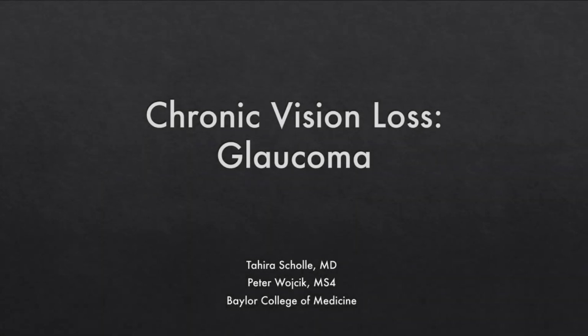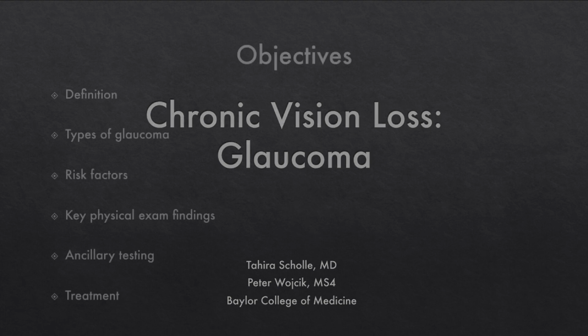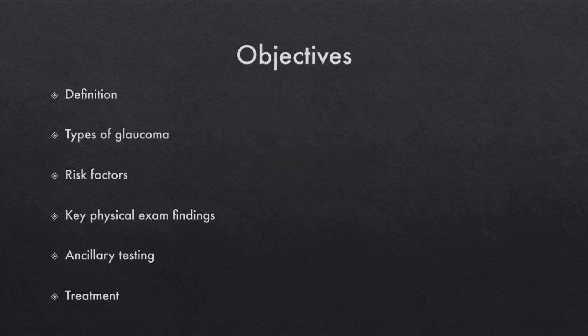In this video, we will review glaucoma as a cause of chronic vision loss. We will discuss how glaucoma is defined and categorized. We will discuss risk factors for glaucoma, as well as physical exam findings and ancillary tests that can help diagnose and follow glaucoma. We will also discuss medical and surgical treatments for glaucoma.